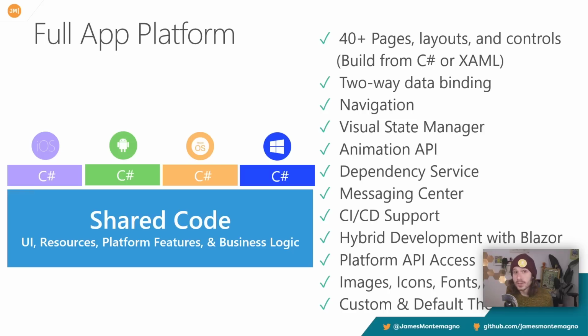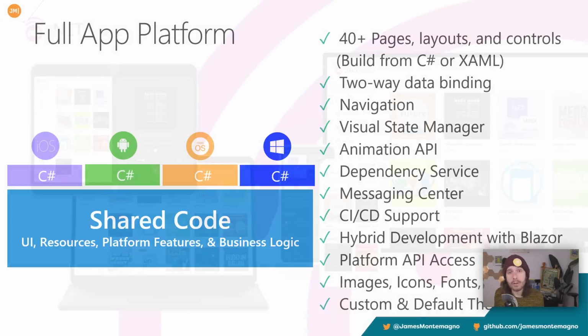It has a visual state manager, so for example, when the app screen gets larger, or goes to portrait or landscape mode, your UIs can adapt. There's animation, there's a dependency service, there's a messaging center to do pub/sub, CI/CD, platform APIs, cross-platform images, icons, fonts, and splash screens, custom and default themes, light theme, dark theme, and so much more. This is only some of the things that are built into .NET MAUI today. So when you think about it, it gives you everything that you need to build either for a single platform or all of these platforms.